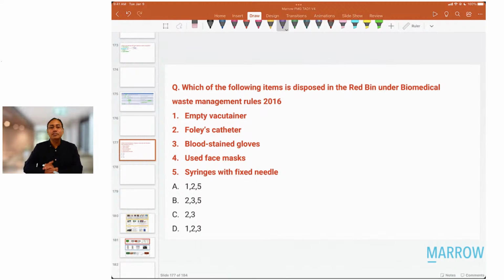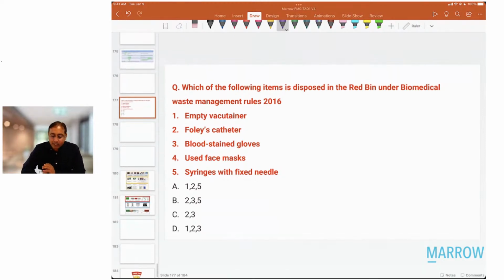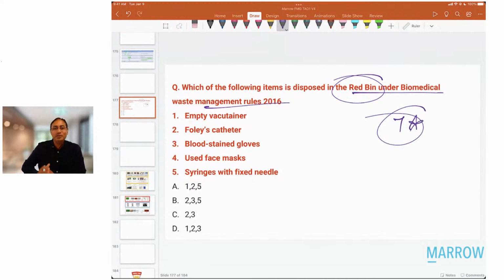Last question to close off this whole session: which of the following item is disposed of in a red bin under the biomedical waste management 2016? रेड बिन में, रेड कैटेगरी में कौन सा डालेंगे? दिस इज अगेन अ 7 स्टार, मेरे को बोलने की भी जरूरत नहीं है. सो ये 7 स्टार एमसीक्यू है. Which of the following item is disposed of in the red bin in the biomedical waste management? Empty vacuum Foley's catheter, blood-stained gloves, used face masks and syringes with fixed needles. कौन से डालोगे रेड कैटेगरी में?